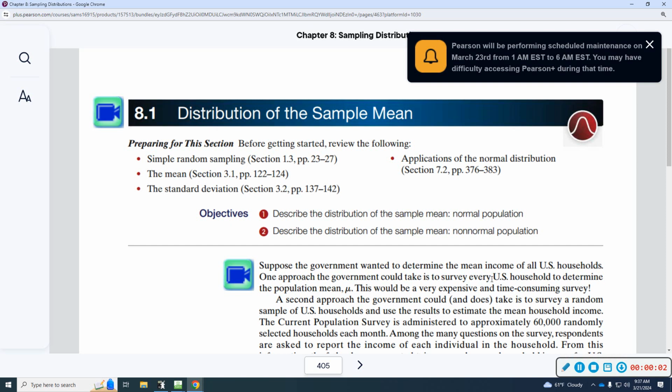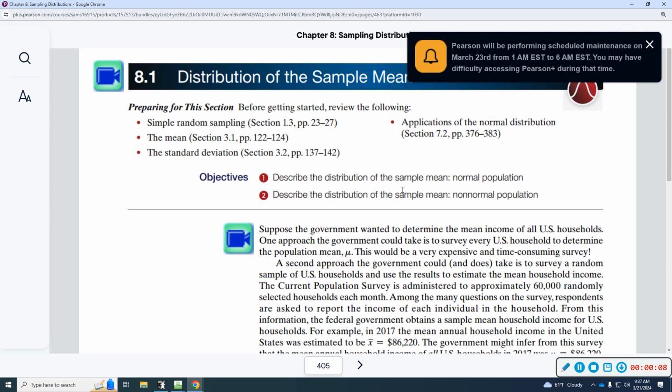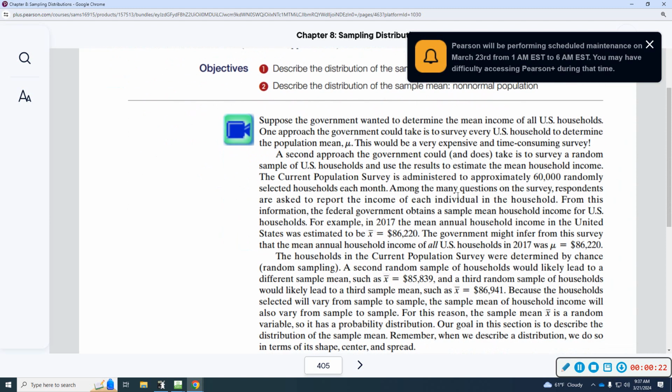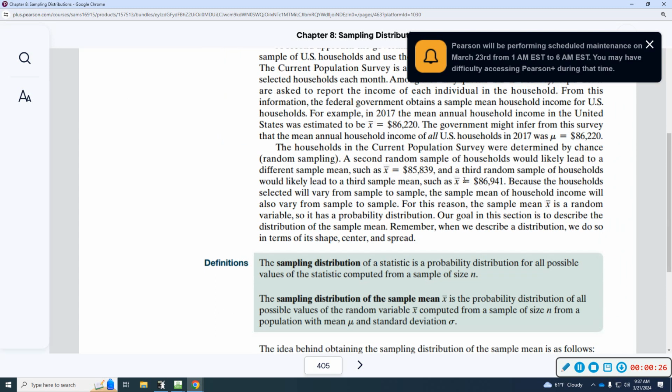All right, today we're going to be looking at section 8.1, the distribution of the sample mean. The two objectives that we're going to be looking at are we're going to try to describe the distribution of the sample mean when it comes from a normal population, and we're going to try to describe the sample mean when it comes from a non-normal population. Okay, so you got some good reading, some detail that talks about the distribution.